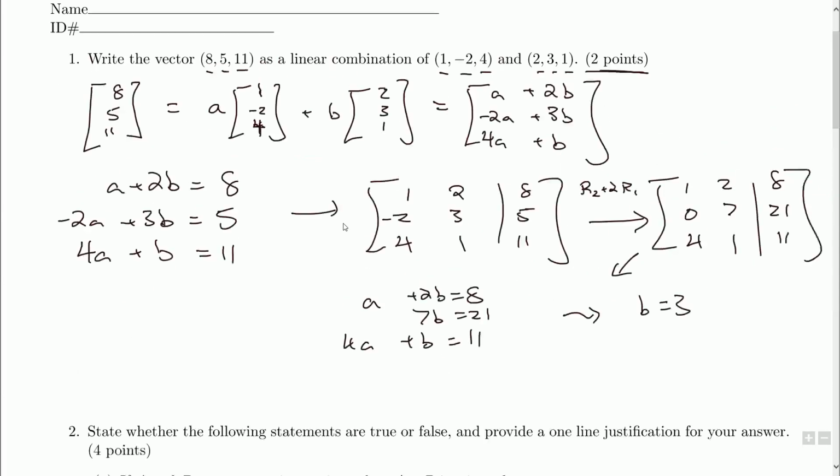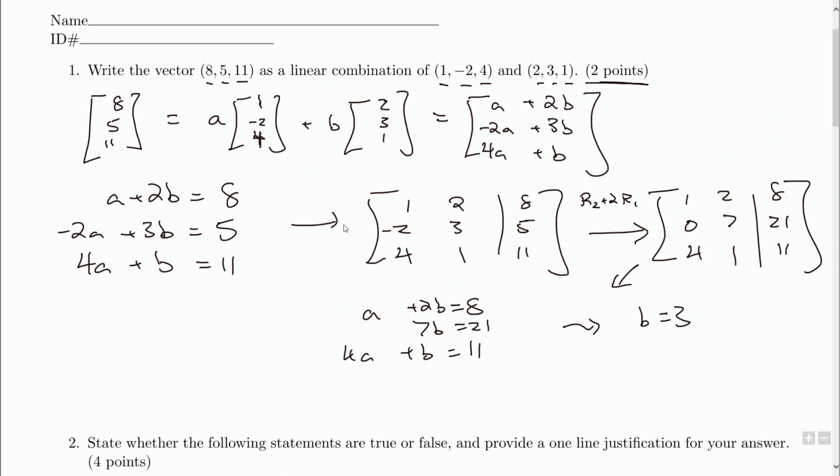Okay? They're not saying show off your brilliant row reduction skills. If they did, that would be part of the question, or it'd be like an A part or something. b's got to be 3. Okay, plug it into the first equation. a plus 2 times 3 is equal to 8. a plus 6 is 8. a is going to be 2. And we can check. 4 times 2 plus 3 is 8 plus 3, which is 11.